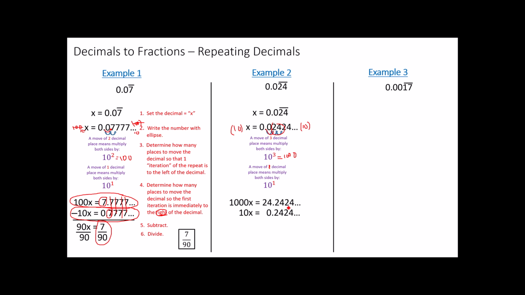Again, the reason I do that is I want these to line up for subtraction so that 4 minus 4 is 0, 2 minus 2 is 0, 4 minus 4 is 0, 2 minus 2 is 0, 24 minus 0 is 24, 1,000 minus 10 is 990. And just like before, division gives us our answer, 24 over 990. If you've got a keen eye, you may have also recognized that will simplify to 8 over 330.